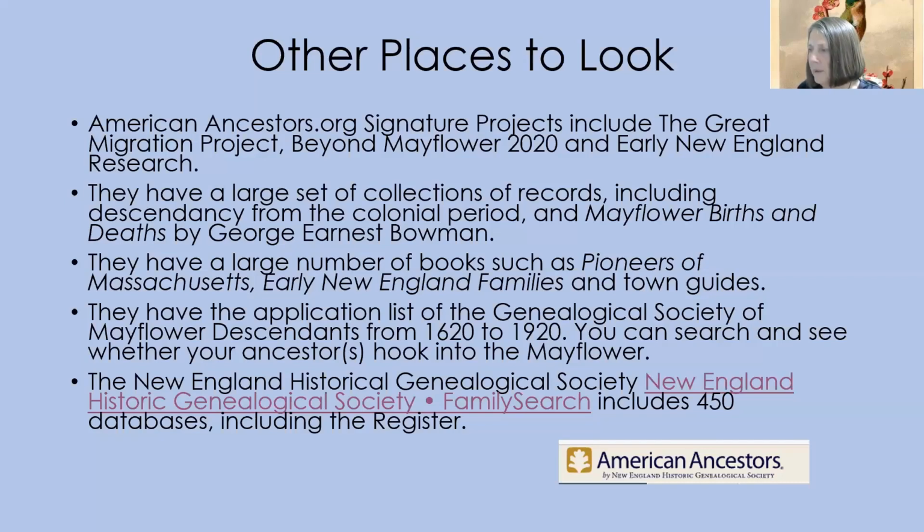They have the applicant list. This is really cool. They have the application list of the Genealogical Society of Mayflower Descendants. They have all the applications of people who wanted to be a part of that society. And you can search that and find an ancestor on those applications, because they were trying to hook into the Mayflower as well. Once you get back this far and you really know that you're on the right line, please make sure you're on the right line. Otherwise, you'll be in a totally different place than you should be.